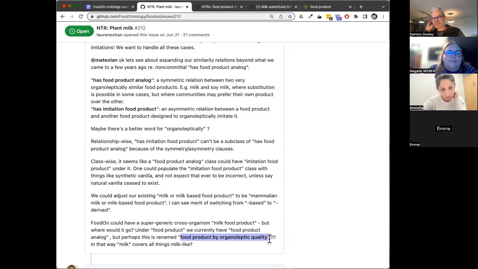Yes, because I don't think it is a good point to compare, to say that soy milk has the same organoleptic quality as goat milk. It's not, no, but it's similar, right? It's similar rather than starkly, strangely different. But I don't grasp the nuance between similar or analog.